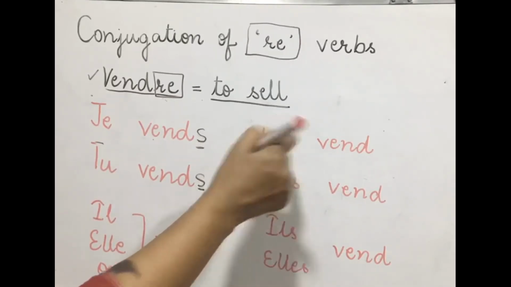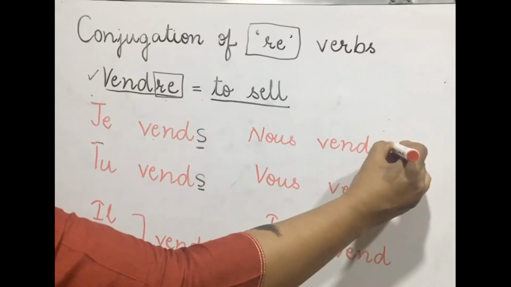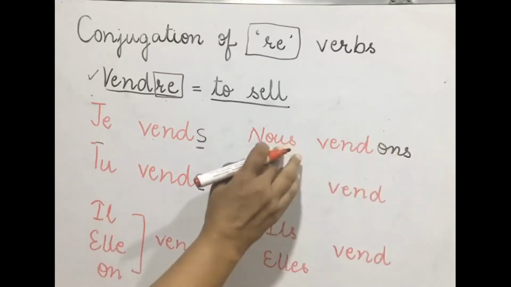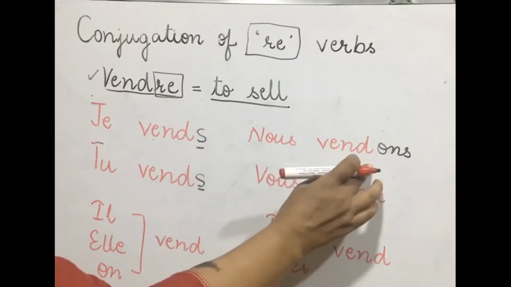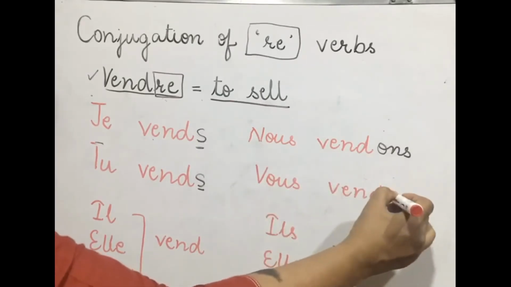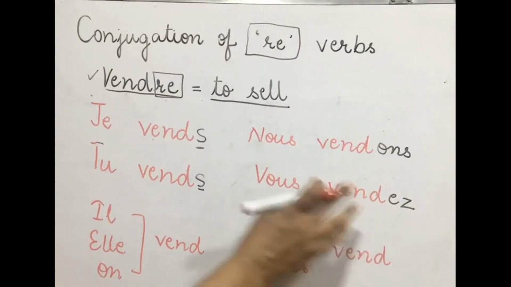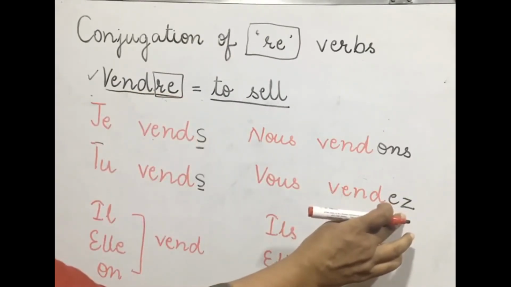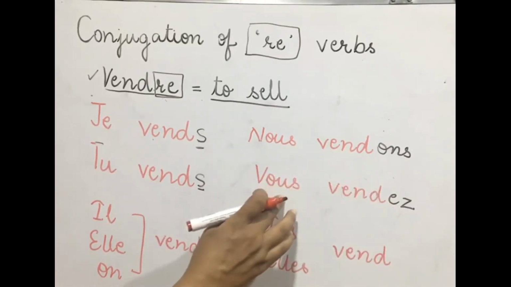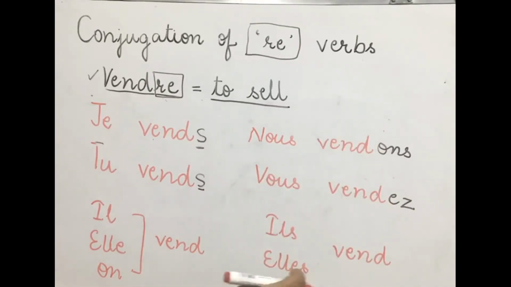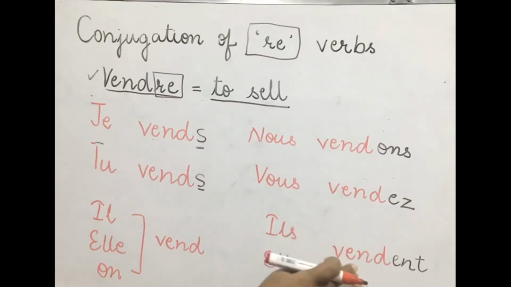Now with nous, the ending is ONS. So this becomes nous vendons. And with vous, it is EZ, so this becomes vous vendez. What I have done is just add the endings to the stem. And with ils, elles, the ending is ENT. But please pay attention to the pronunciation: ils vendent, elles vendent. The NT at the end is not pronounced.